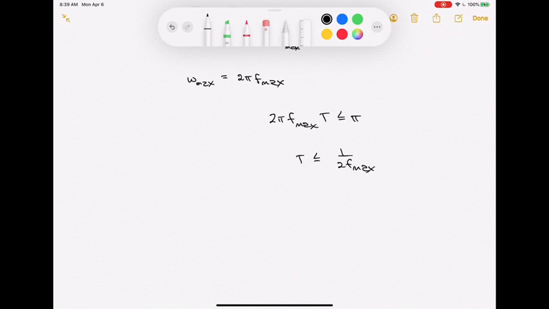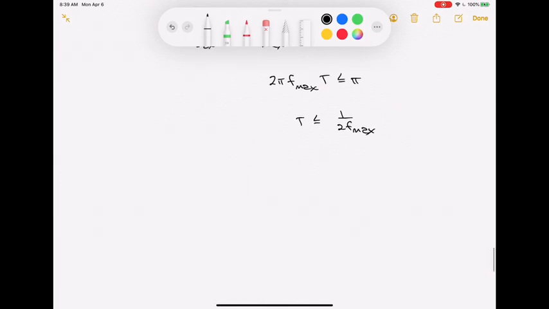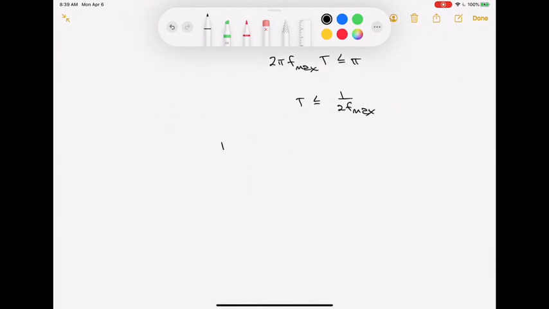Or if I want to do this in terms of sampling frequency, I know that Fs is equal to 1 over T. So let's just rearrange this inequality. I can bring the T to the other side through a division, divide both sides by T, and multiply both sides by 2 f max. So that tells me that 1 over T, which is equal to Fs, must be greater than or equal to 2 f max. This is a famous result.